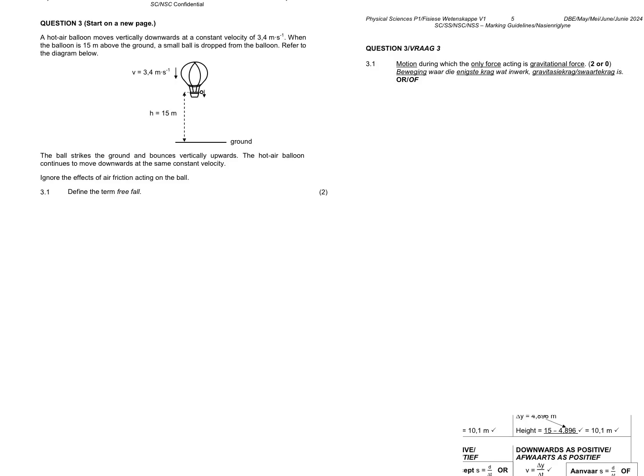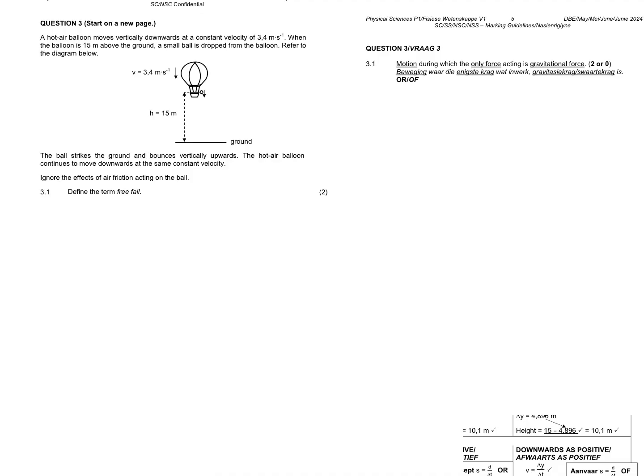Okay, question 3, and we start with the definition. Define the term free fall, another 2 marks. The motion during which the only force acting is gravitational force. And you need to have the underlined words, otherwise you're going to lose the mark.